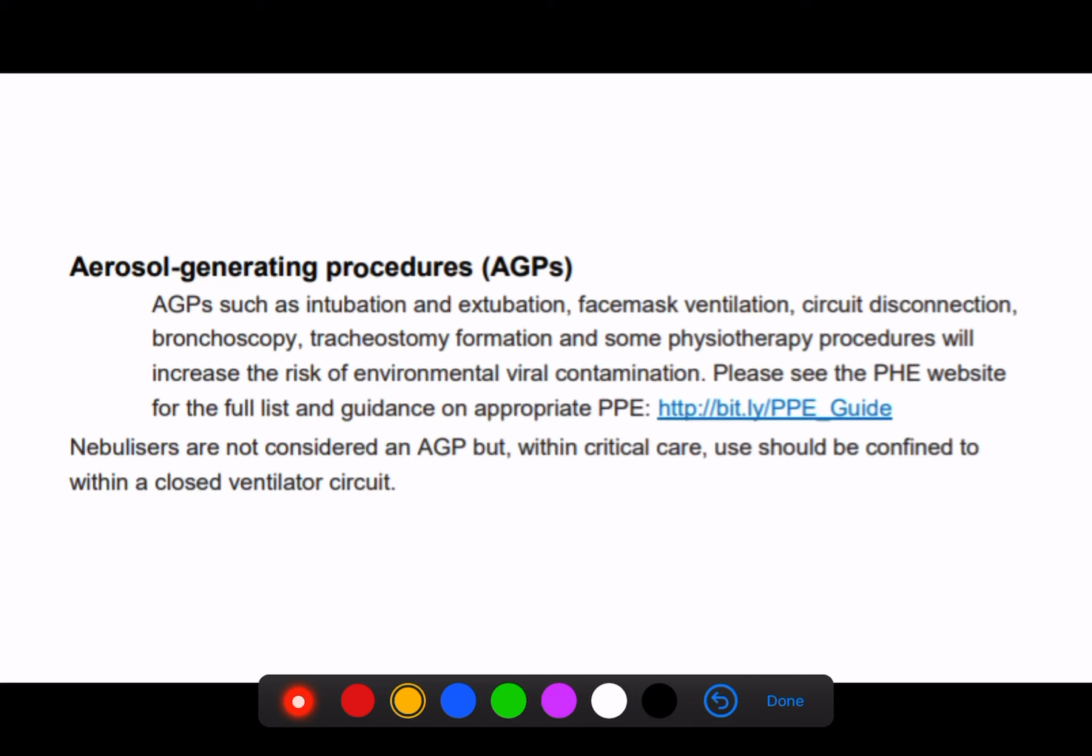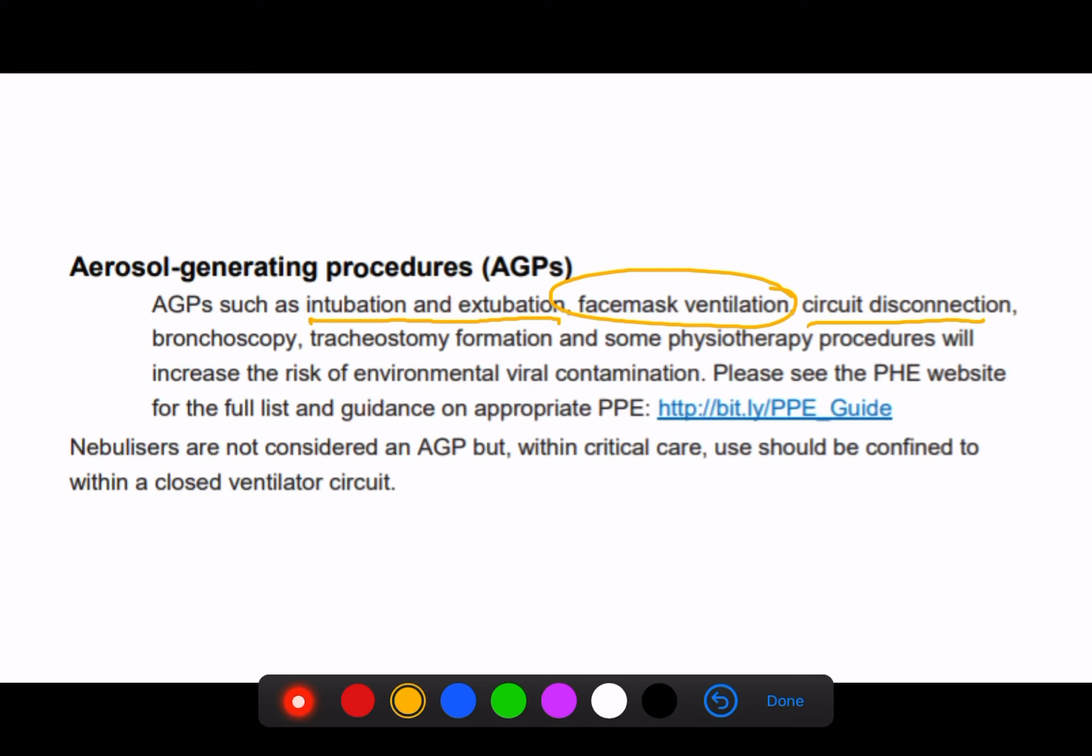Aerosol generating procedures is something that people have been debating quite a lot as to what constitutes an aerosol generating procedure. I think from an intensive care standpoint, both intubation and extubation are really important, as is face mask ventilation. And as a general rule, I tend to say do not face mask ventilate these patients. Pre-oxygenate them appropriately with 5 minutes of oxygen, and then do a rapid sequence induction and just intubate them. Any circuit disconnection will potentially cause an aerosolization, as will bronchoscopies and tracheostomies.